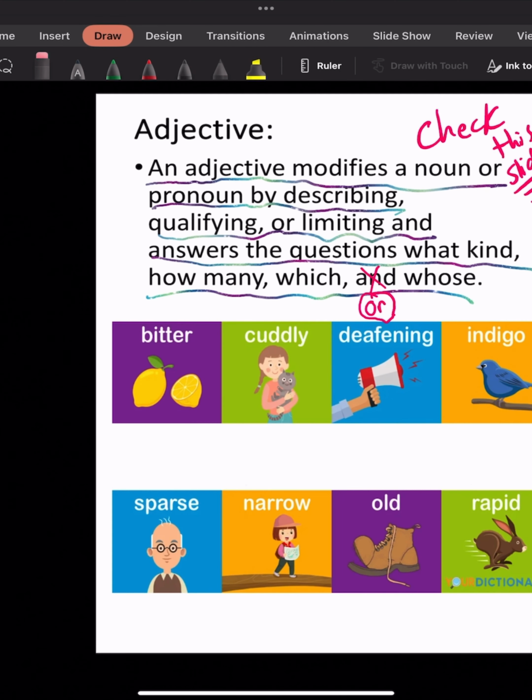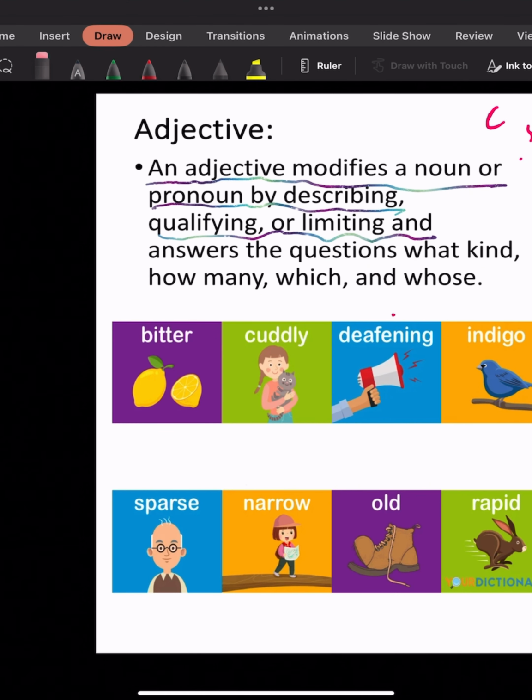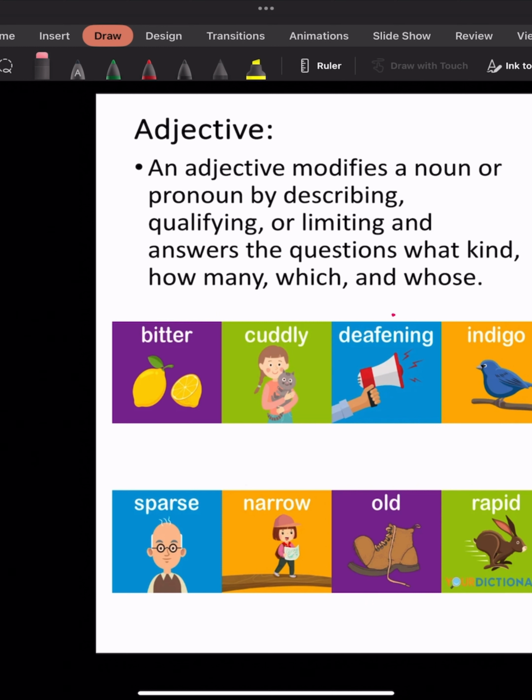At the definition of an adjective. Okay, go ahead and get rid of that. That was a note for myself. It is going to be "or" here. It's not answering all of those questions. It's answering one of the questions, okay? So that's why I decided to change it to "or" instead of "whose." So we have how many, which, or whose. Okay, so an adjective modifies a noun or pronoun.